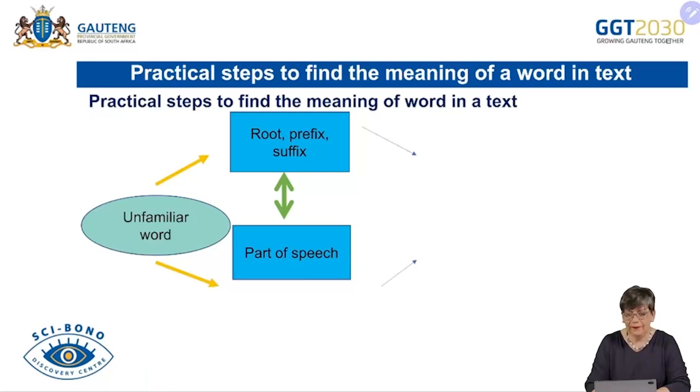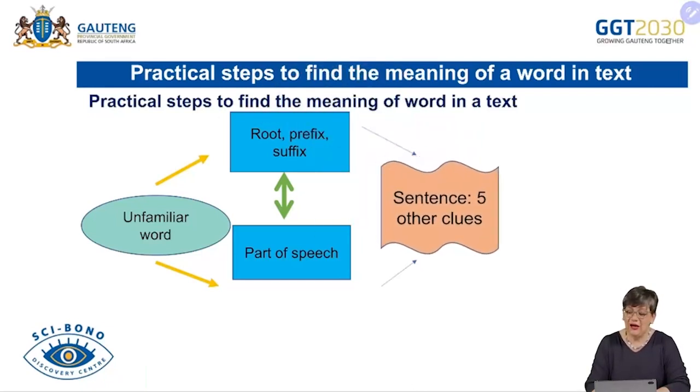Now, you've looked at the word. You might still have some trouble figuring out the meaning. So let's get a bigger picture. What you need to do now is look at the sentence in which this word appeared. You might find 5 other clues there.